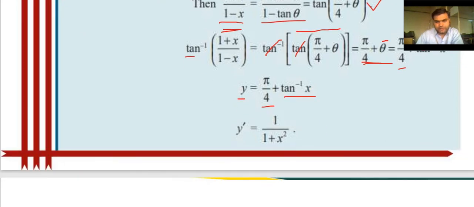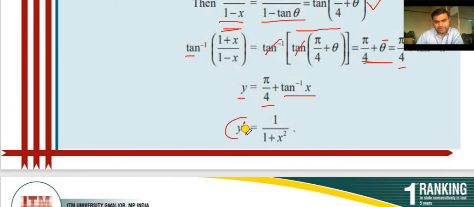Now we differentiate this y, so it becomes y dash. Pi is a constant, and the differentiation of this constant is 0, and only the tan inverse x is remaining. The differentiation of tan inverse x is 1 upon 1 plus x square. So this is the final answer of your question. Now we will move to the next question.